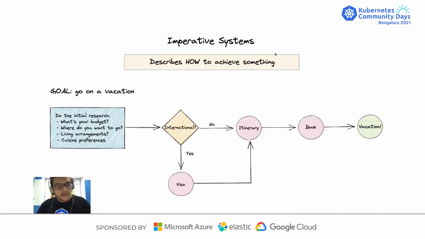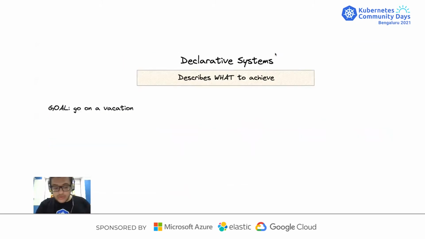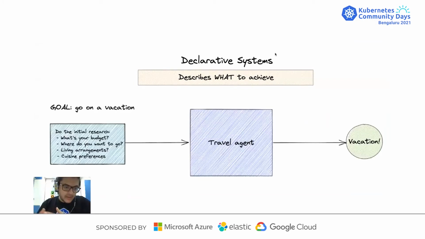But on the other hand, a declarative system would work something like this. Again, you know what your goal is as a person or as a user, rather. You describe that goal, you describe what you want to achieve to something like a travel agent. And the travel agent will try to make sure that whatever you have described to them, what it delivers is as close to what you described as possible. It might not be exactly what your expectations were, but it tries to make sure that you reach your goal, which is to go on a vacation.